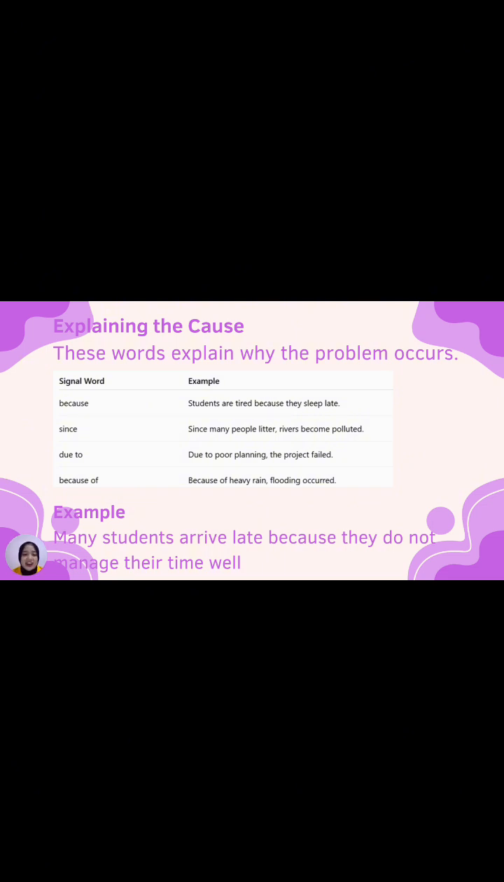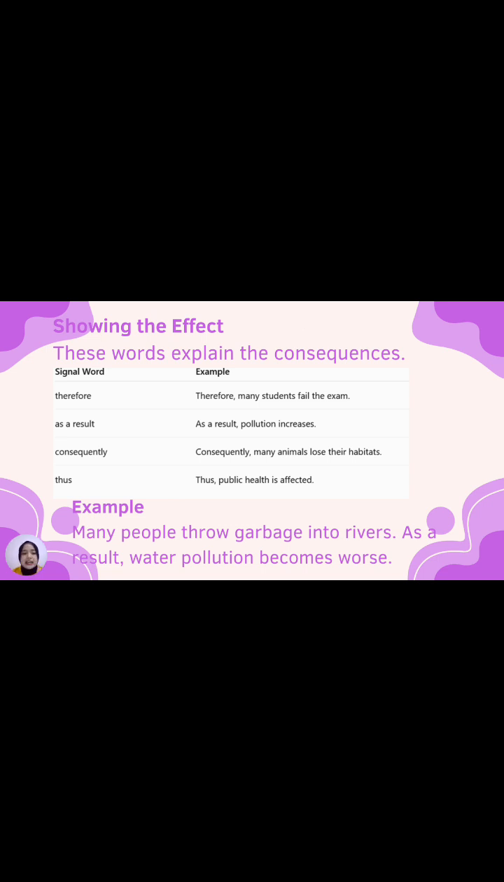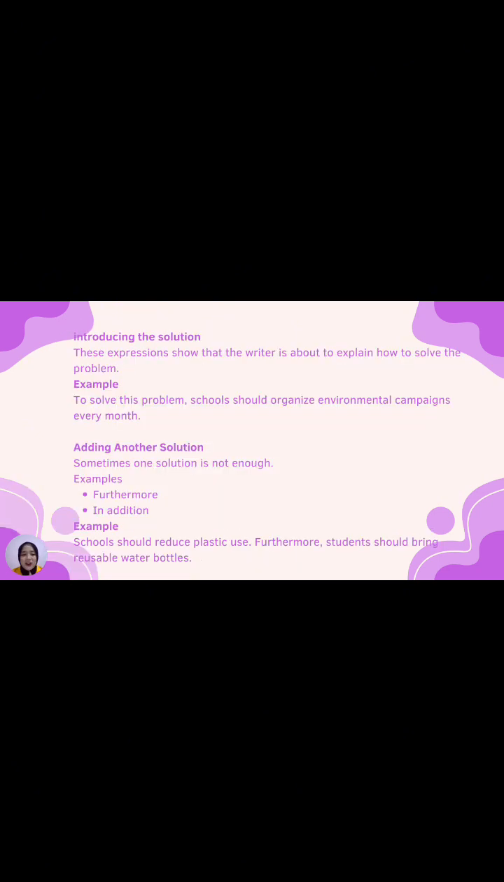Okay, so next, showing the effect. These words explain the consequence. Signal words: therefore, as a result, consequently, thus. Example: many people throw garbage in the rivers. As a result, water pollution becomes worse.